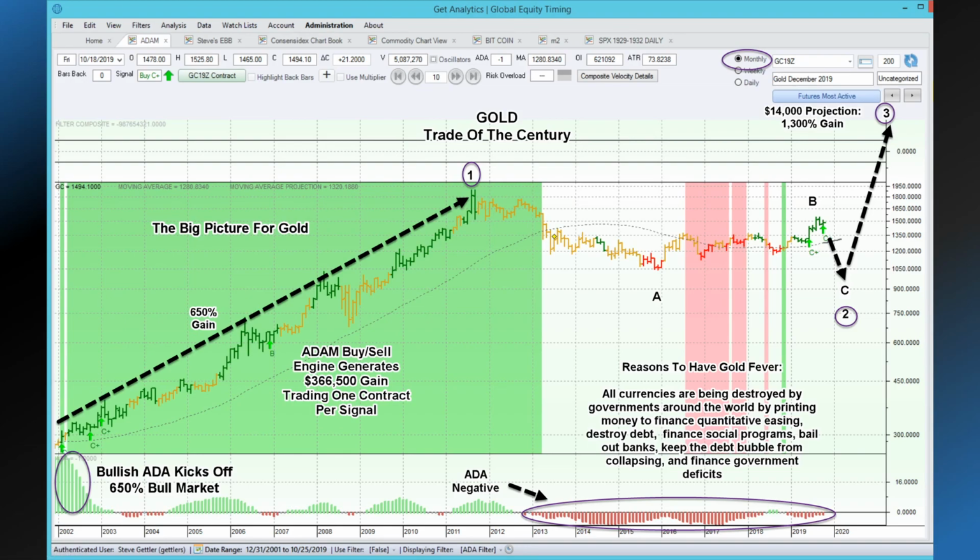It's going to be very profitable if you're trading using our Atom buy-sell engine, and the reason it'll be extra profitable is the first wave up generated lots of profits, and we'll look at that as well on weekly bars, monthly bars, and daily bars. So stay tuned. Part 2 of this presentation is coming up.